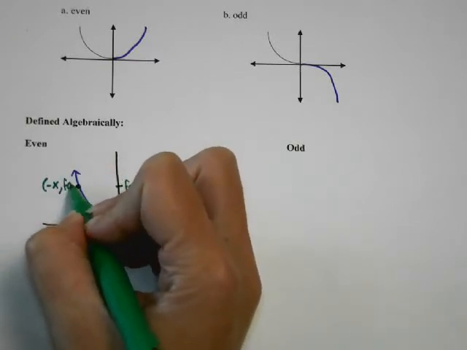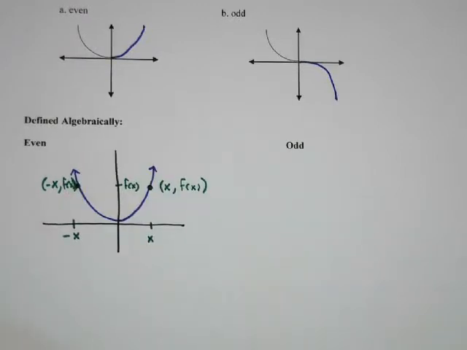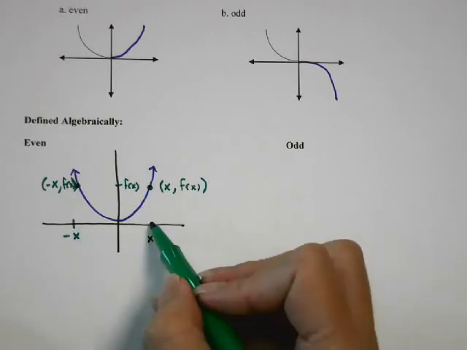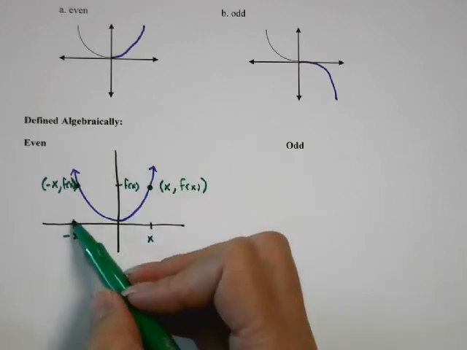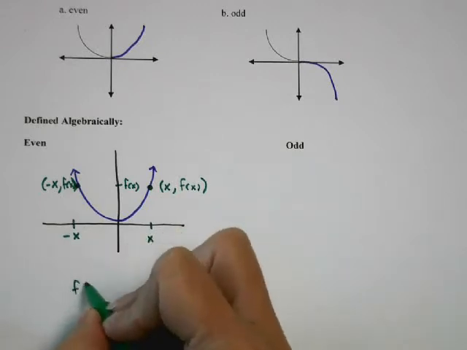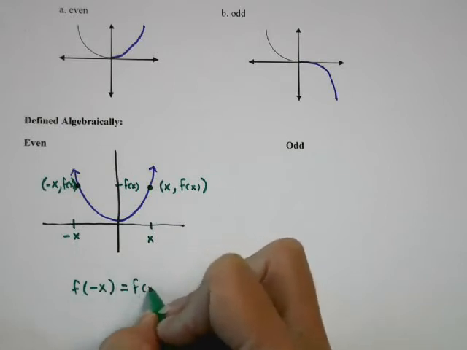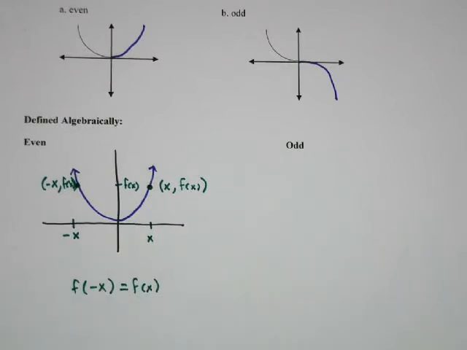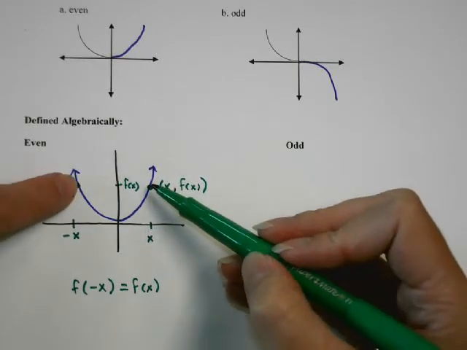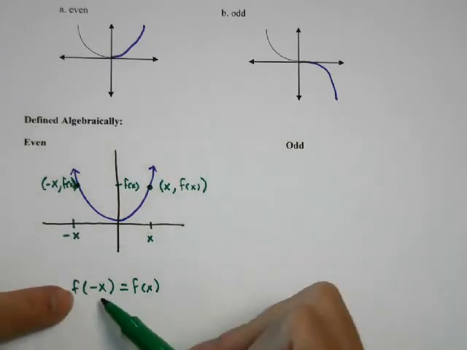So the algebraic definition of an even function is that if I evaluate f of x, it will be equal to what I get when I evaluate f of negative x. So that means f of negative x is equal to f of x. Think about that numerically. That means 2 and negative 2 are going to have the same y value. 10 and negative 10 are going to have the same y value. That f of a negative will be equal to its counterpart.